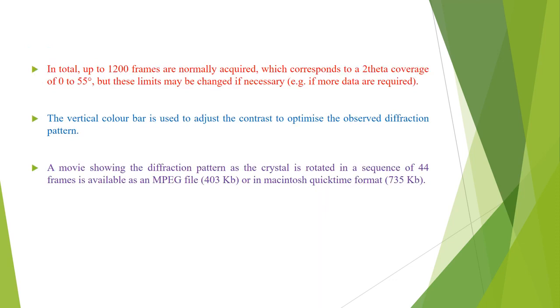In total, up to 1200 frames are normally acquired, which corresponds to a 2 theta coverage of 0 to 55 degrees. But these limits may be changed if necessary. For example, if more data is required, then a typical program frame for a strongly diffracting crystal is shown below. The vertical color bar is used to adjust the contrast to optimize the observed diffraction pattern.